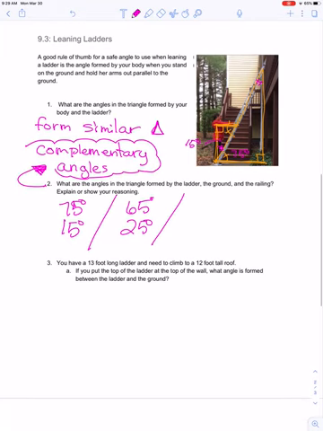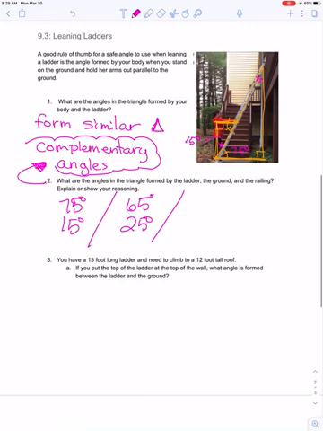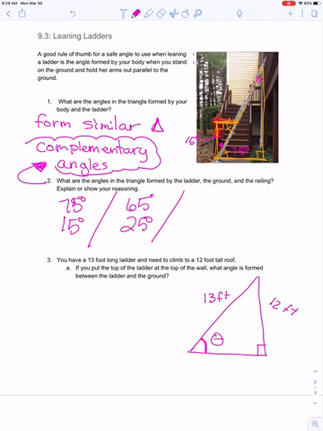All right, and then this part is where we can kind of start seeing how you would solve this. So let's draw this out. You have a 30-foot long ladder. So here's my ladder leaning against the wall. It's 13 feet, and you need to climb to a 12-foot tall roof. So my height is going to be 12 feet. So finish our triangle. We know we have a right angle here. If you put the ladder at the top of the wall, what angle is formed? So we're looking for this angle here.